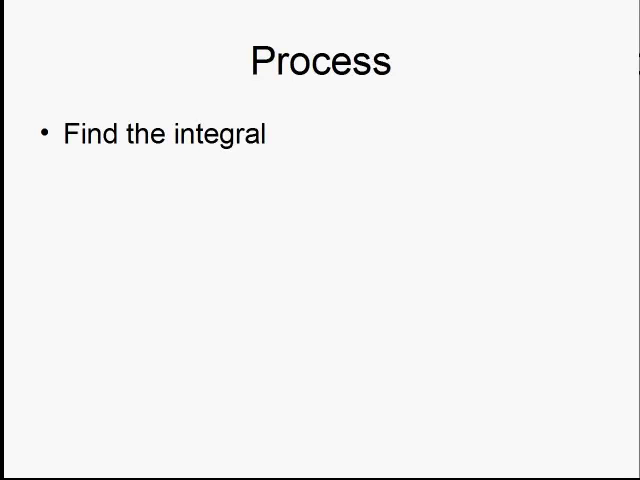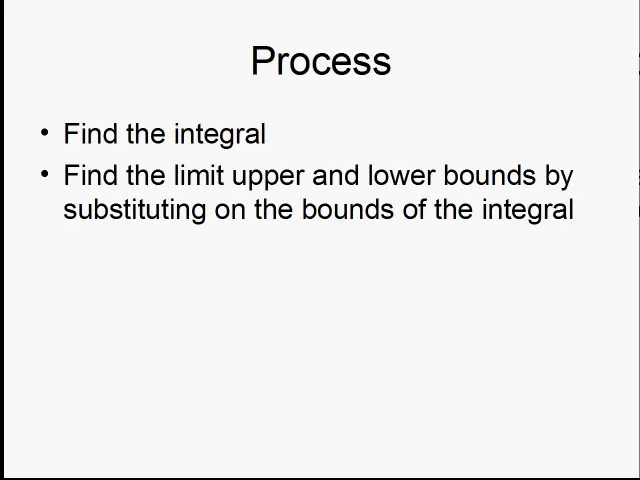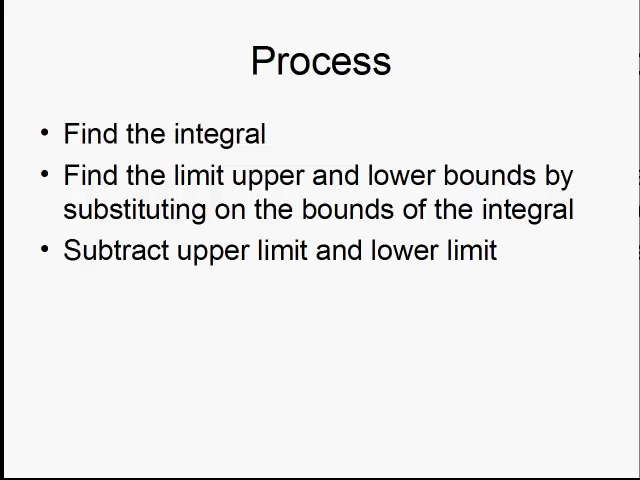Process. To solve an improper integral, you must first find the integral of the given function. After finding the integral of the function, you must find the limit of the function for both bounds, meaning substituting in each bound separately into the integral.